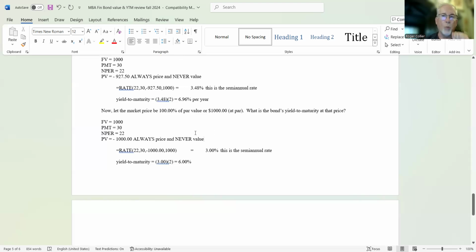All right. One other thing, and then I'll stop pressing on it. Notice that when you do the yield to maturity, you've got to make the present value negative, else you'll get an error message. There has to be a negative and a positive in there, or Excel will give you an error message, right? Just for the sake of consistency, make the present value negative.